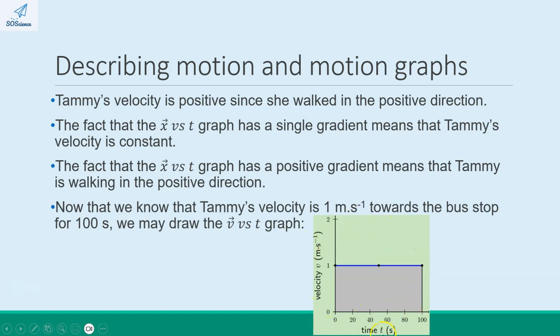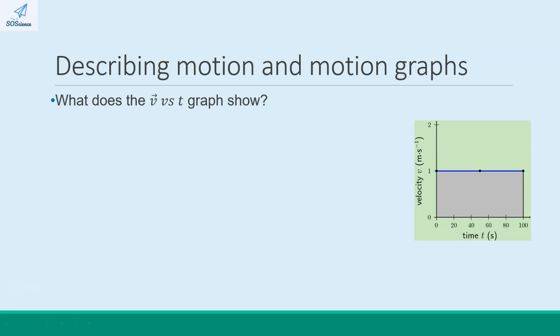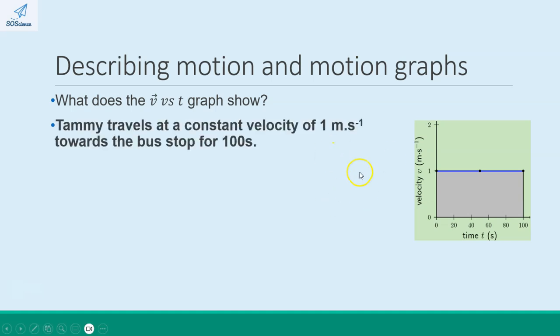The velocity time graph is going to look like this. For the 100 seconds of motion, Tammy's velocity was constant at 1 meter per second. Let's now describe the motion from the perspective of the velocity time graph. And we can see that Tammy travels at a constant velocity of 1 meter per second towards the bus stop, which is the positive direction, for 100 seconds.